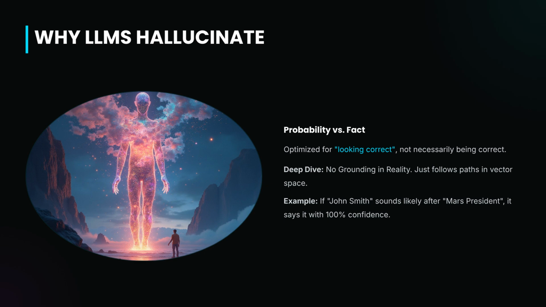LLMs hallucinate because they are optimized for probability, not fact. They are optimized for looking correct, not being correct. There is no grounding in reality. They just follow paths in vector space. If a statement sounds statistically likely, the model says it with confidence.